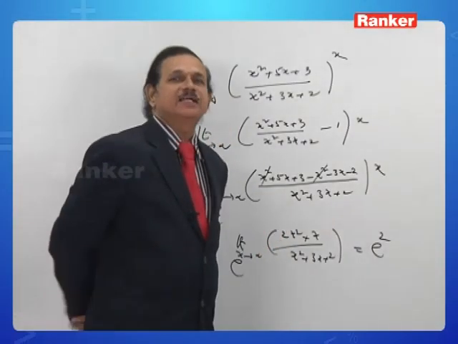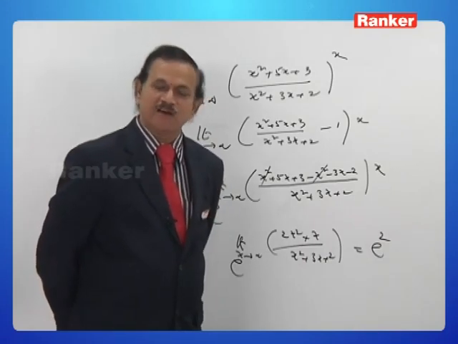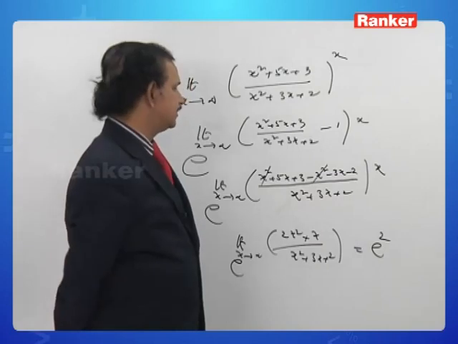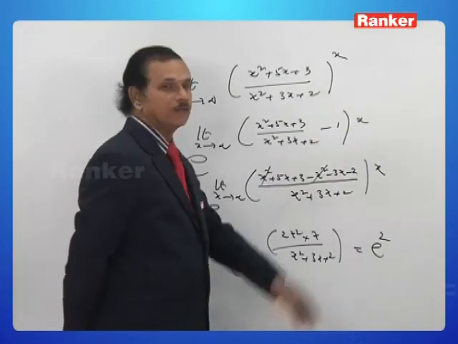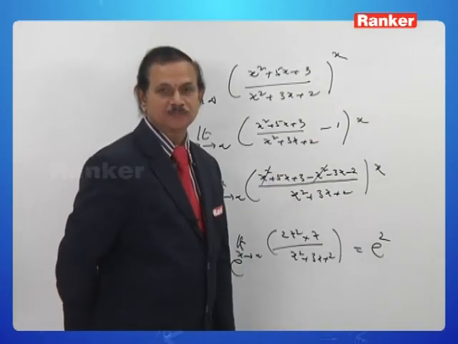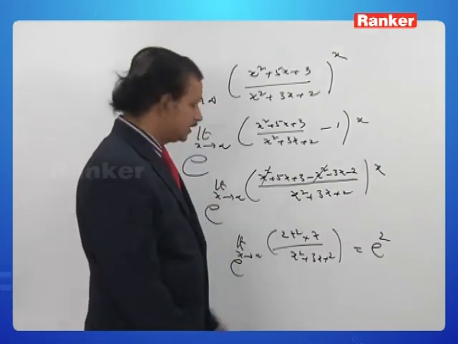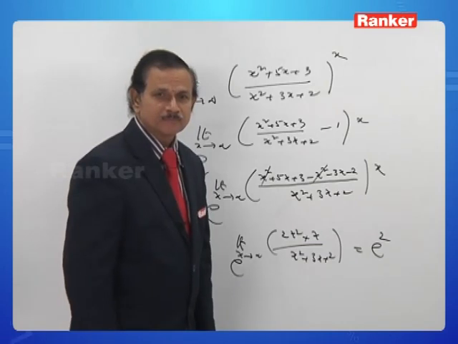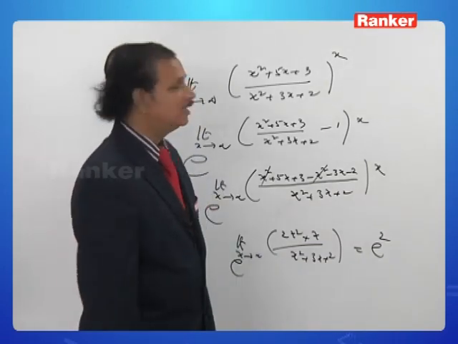By using that technique, rather methodology, we could have used e power limit as x tends to infinity of f of x minus 1 into g of x. Well, my dear, this is not the question of solving this problem. How to generalize this result?